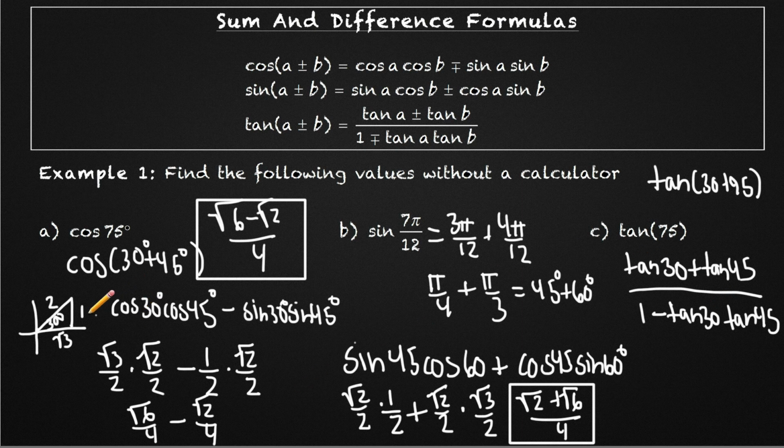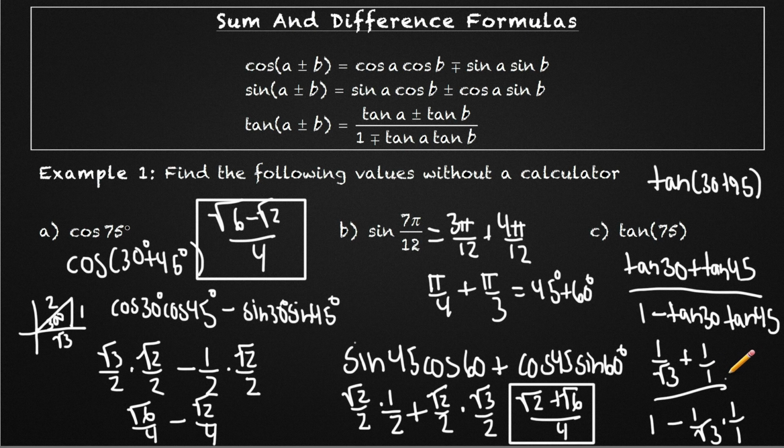All right, let's go back to 30 degrees. The tangent of that would be opposite over adjacent, 1 over root 3. So this is going to be 1 over root 3 plus tangent of 45 is 1 over 1. And then over on the bottom you have 1 minus the tangent of 30, which is 1 over root 3 times tangent of 45, which is just 1 over 1.